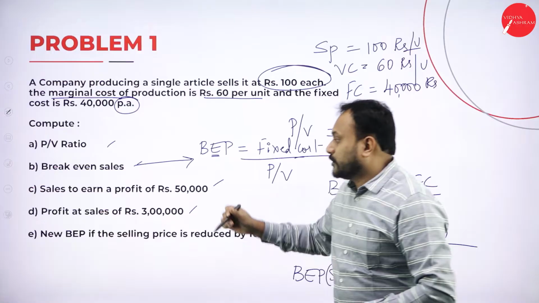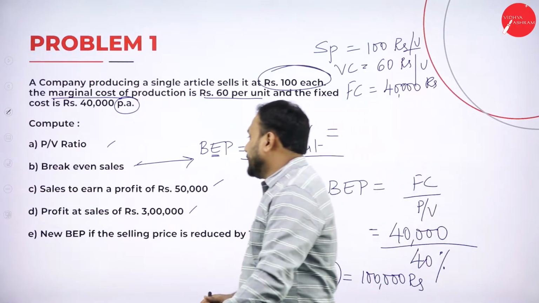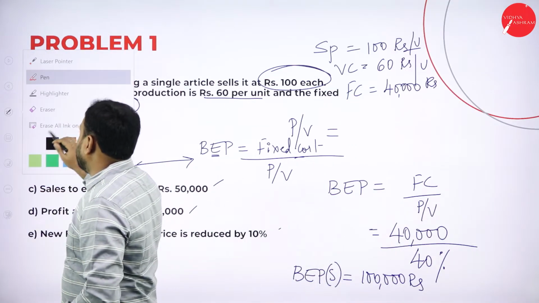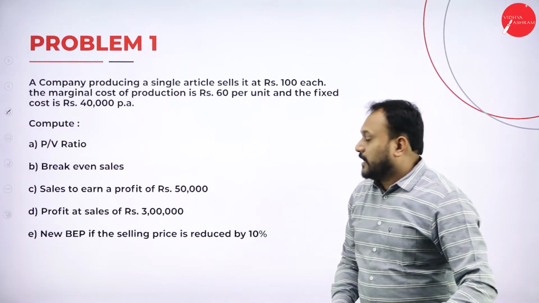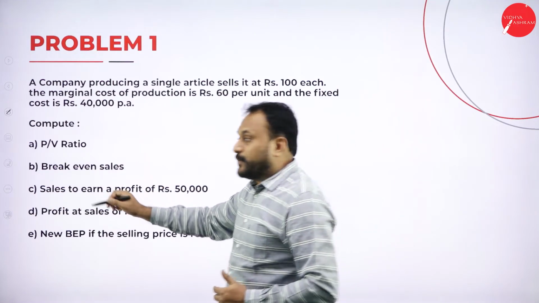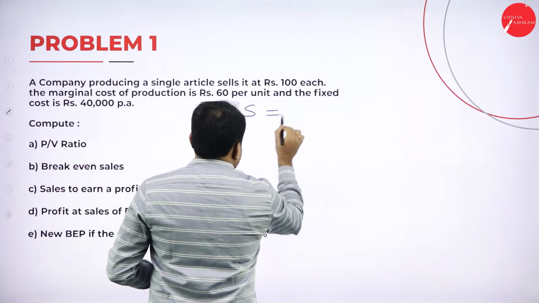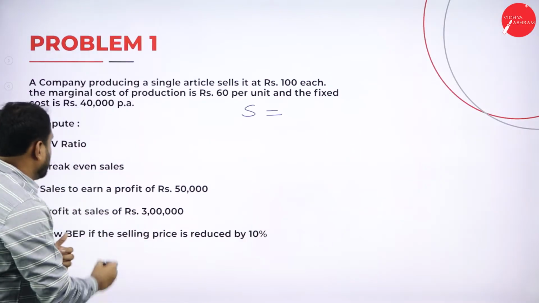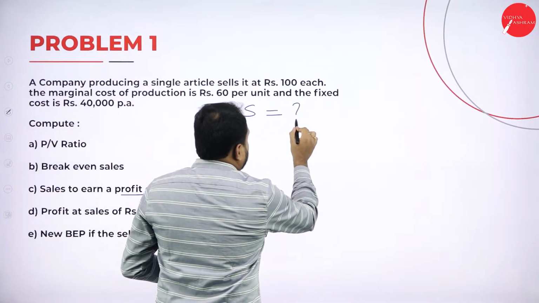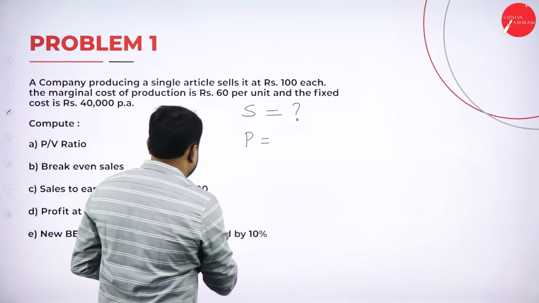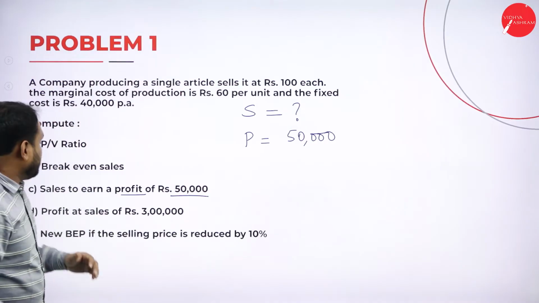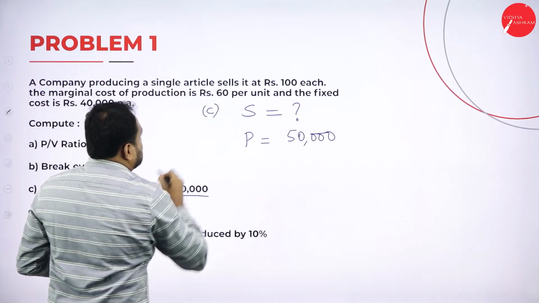The third question and the fourth question I'll teach you in a different way. So here they said sales to earn a profit. Now here, let me just erase everything. Now, sales to earn a profit of rupees 50,000. Now, understand the question. Sales to earn a profit of rupees 50,000. That means sales, I don't know, but the profit is how much? It is 50,000. So this is the question they are asking me, that is question number C.